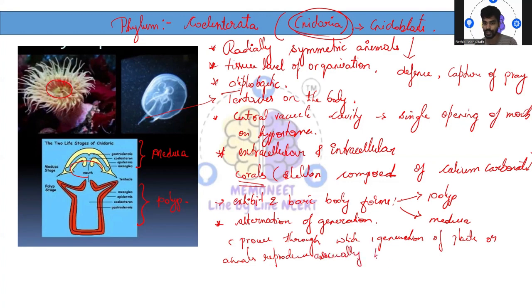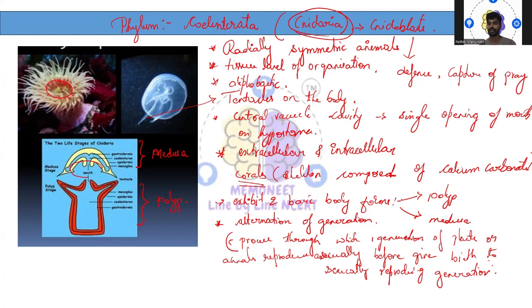So they normally reproduce asexually before giving birth to what? Sexually reproducing generation. So that is called alternation of generation. Did you get exactly the meaning of alternation of generation? That means the process through which one generation of plant or animal reproduces asexually before they give birth to a sexually reproducing generation or sexually reproducing organisms. So this is actually called alternation of generation.